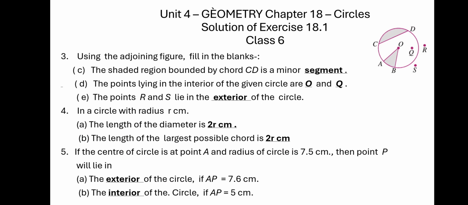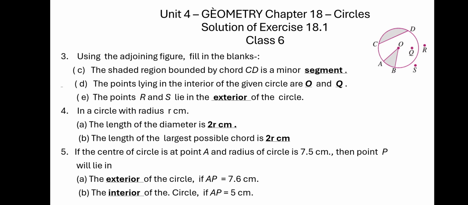Third question, continue. C. The shaded region bounded by chord CD is a minor segment. D question. The points lying in the interior of the given circle are O and Q. E question. The points R and S lie in the exterior of the circle.